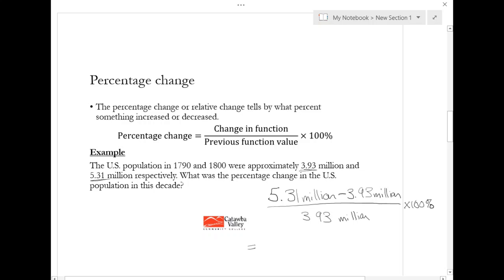So if I do all that calculation, I get 35.11%. So we say that the population of the U.S. over that decade increased by 35.11%.